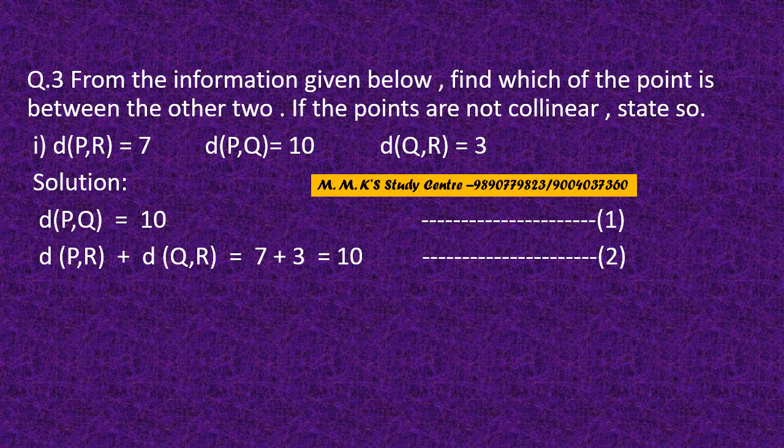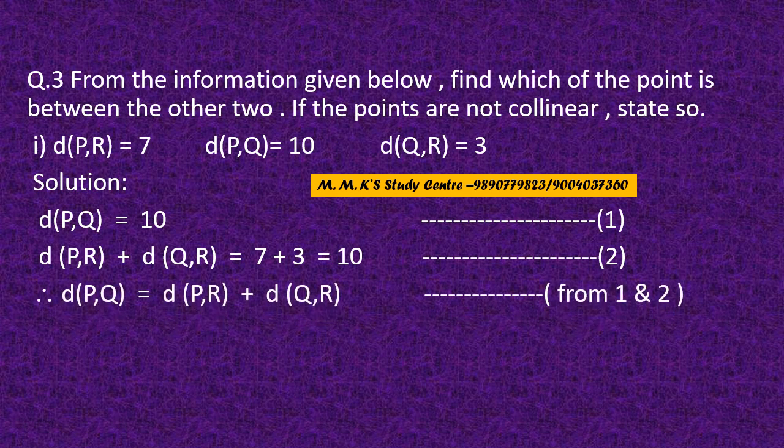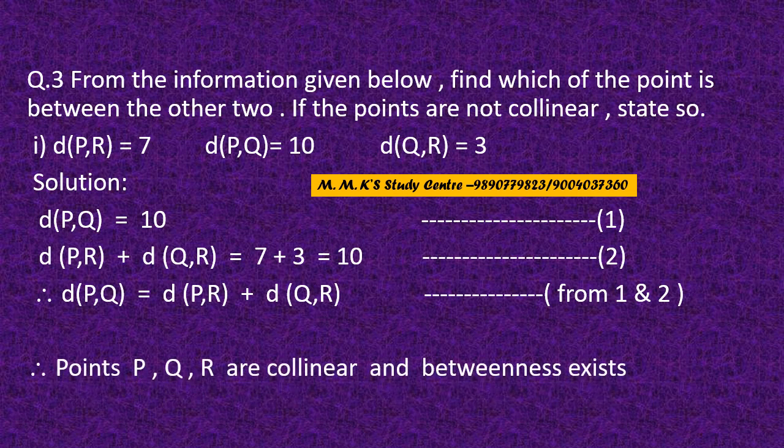So if you observe equation 1 and 2, both are having the 10. So you will get distance PQ is equal to distance PR plus distance QR, from 1 and 2. Means the points P, Q, R are collinear and betweenness exists. Okay, if they are collinear then only betweenness exists. So betweenness exists, and how is point R between P and Q?